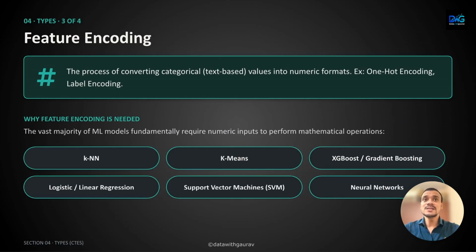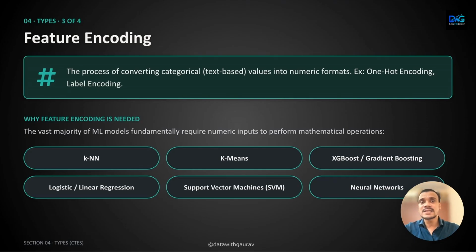The third category is feature encoding. So far, we have worked mostly with numerical data, right? But in real world datasets, many features are categorical, meaning they contain text values rather than numbers. For example, a customer's city or a product's category or a person's marital status are all categorical features. The challenge is that most machine learning algorithms cannot perform mathematical operations on text directly.